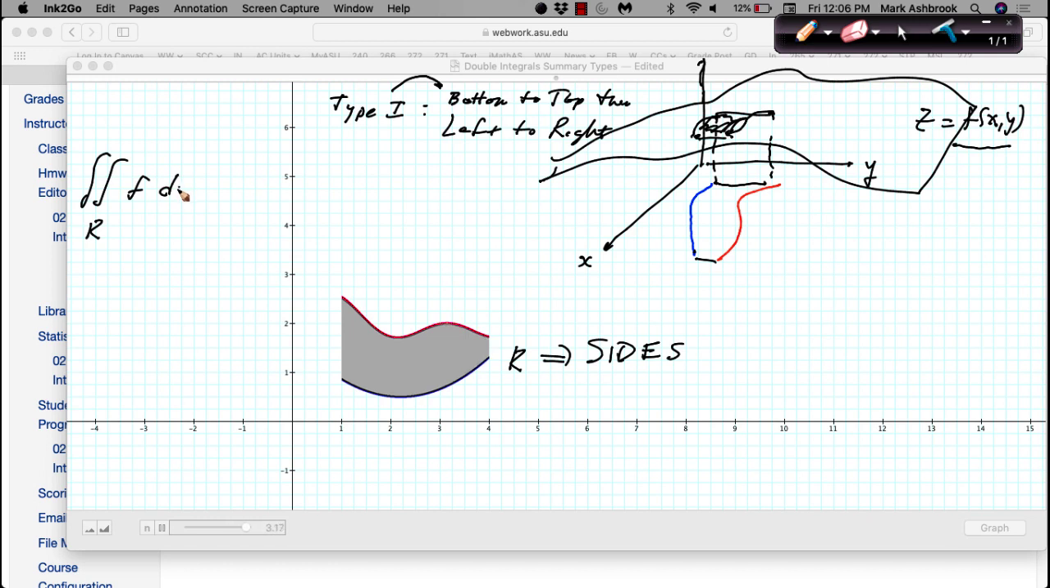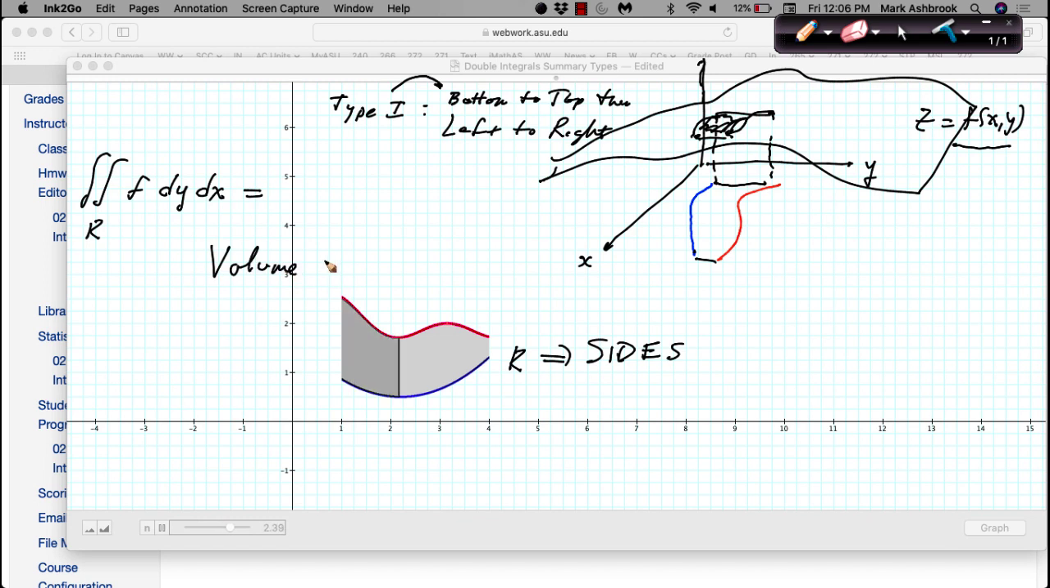Bottom to top is dy to dx. So the region defines the sides, like a cylinder. It's like extending it like a cylinder. The surface and the xy plane are defining the top and bottom of this, depending on where the surface is. And then the value calculates. So when I calculate this value, I'm going to get area, volume. I'm going to get volume.